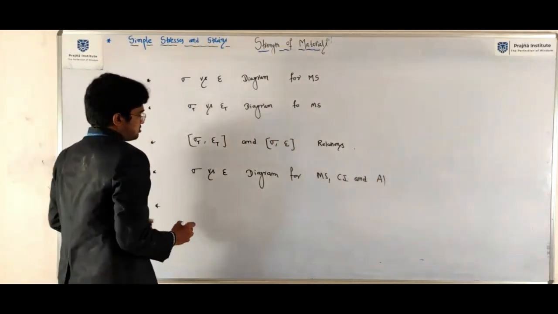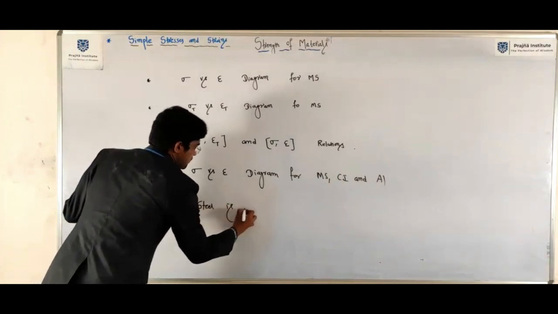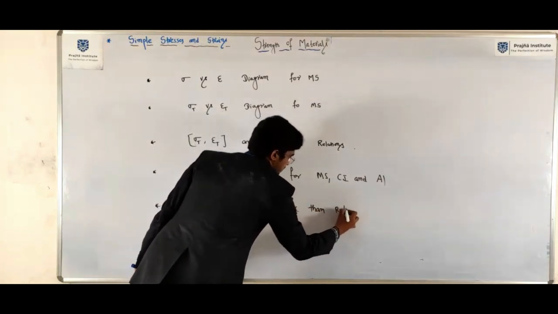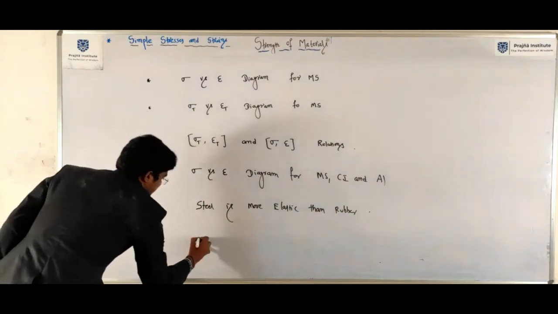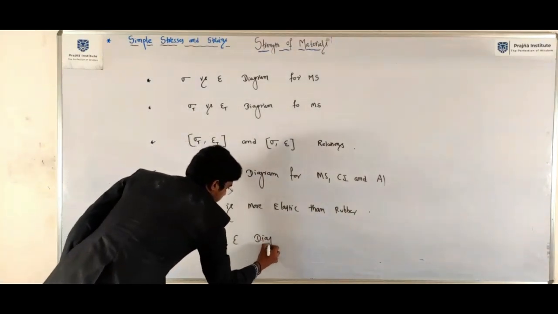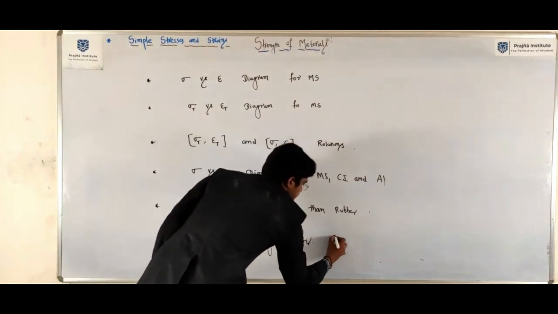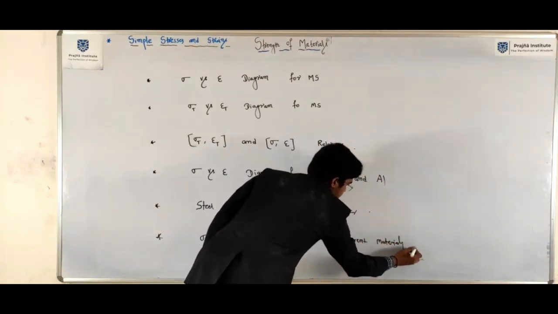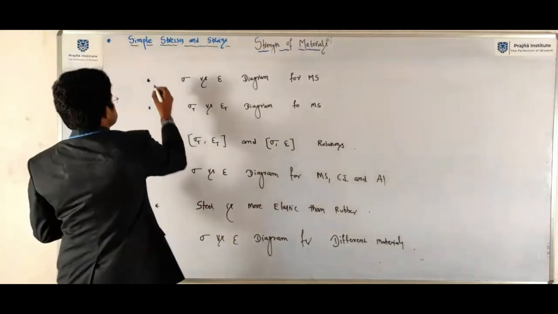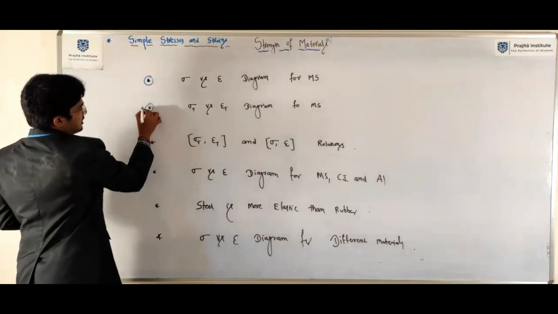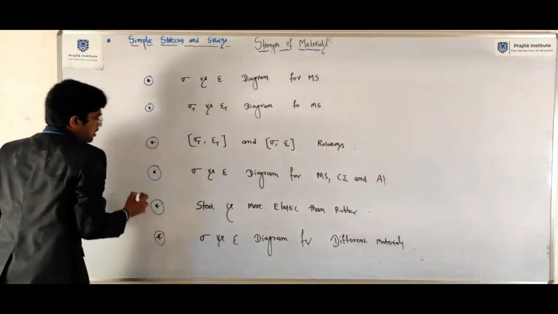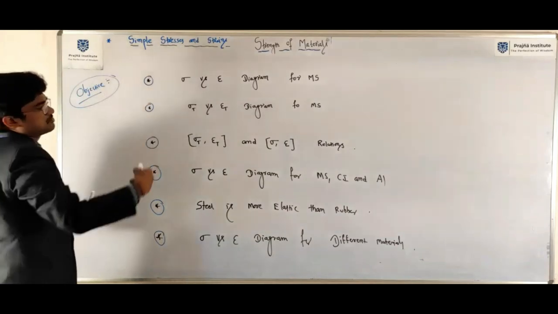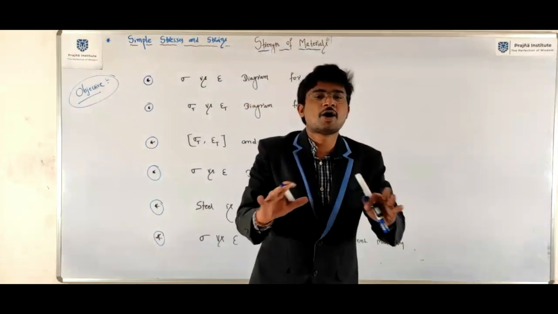Finally, steel is more elastic than rubber, then the sigma versus epsilon diagram for different materials. So first we have done this in a wonderful way. After that, our objective of the lecture is fulfilled. So this is the objective. We have done everything in an optimum way.